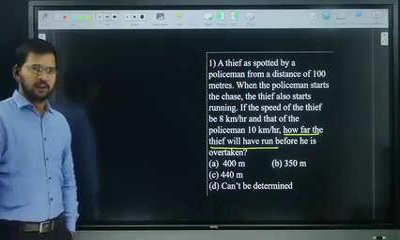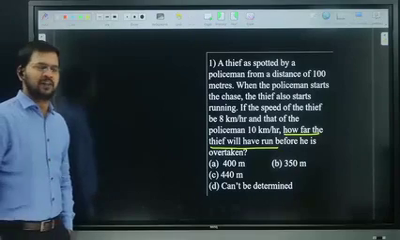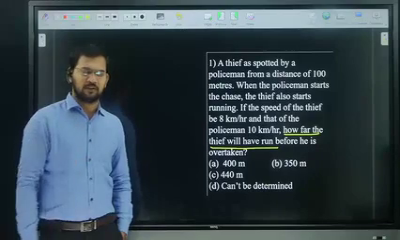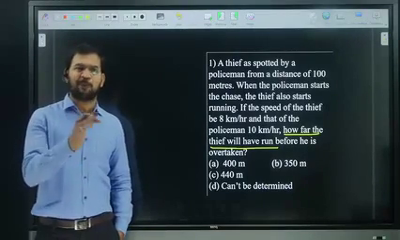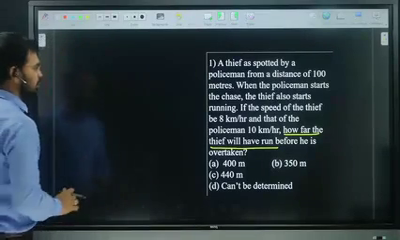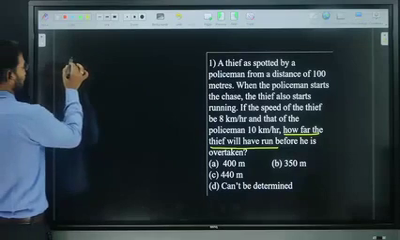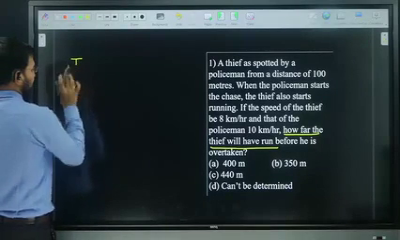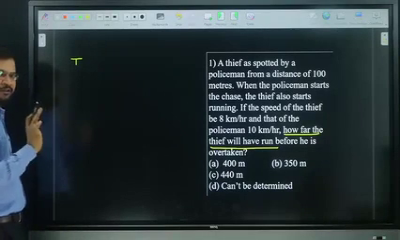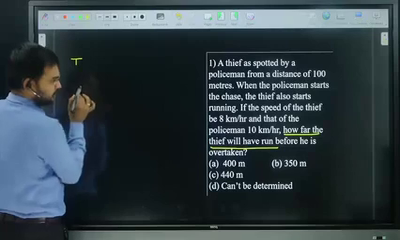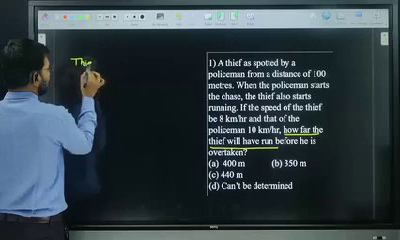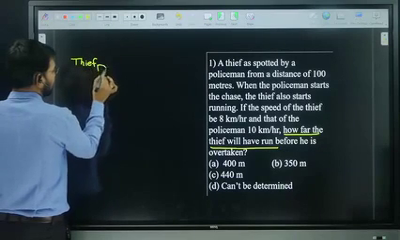Just remember one thing: whenever a chasing case is there, it is always in the same direction. A chasing case is not possible in the opposite direction. So here they're asking the thief's distance. Look at me, all of you. If you observe carefully, then only it is possible to get the mark, because these are very advanced level questions. Just try to learn. They're asking the thief's distance only.